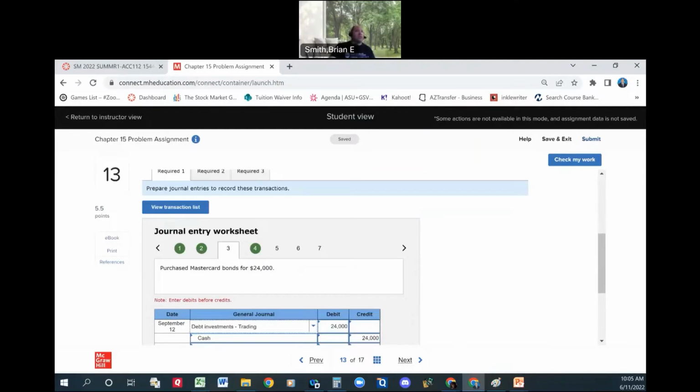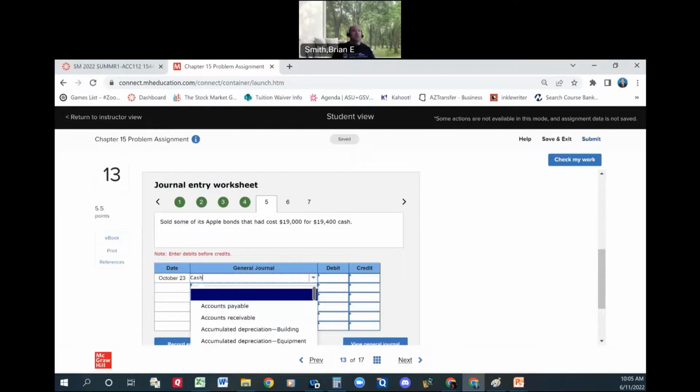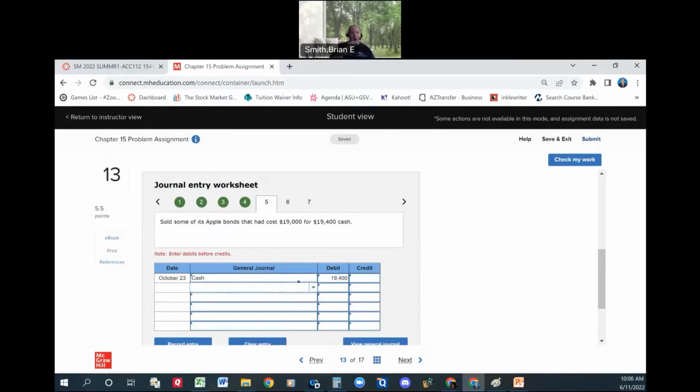All right, we sold some of its Apple bonds at a cost of $19,000 for $19,400 cash. Hey, we're getting more money than we paid. It's a good thing. So we're going to do cash. And then we're going to do gain on debt instruments, $400. And then we're going to do trading investments for the $19,000.